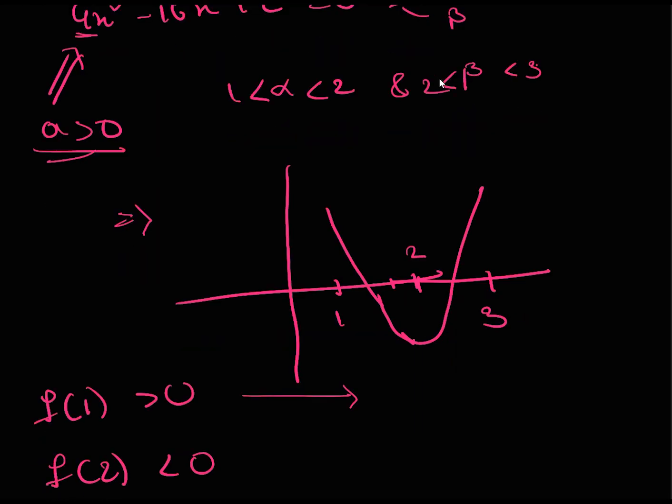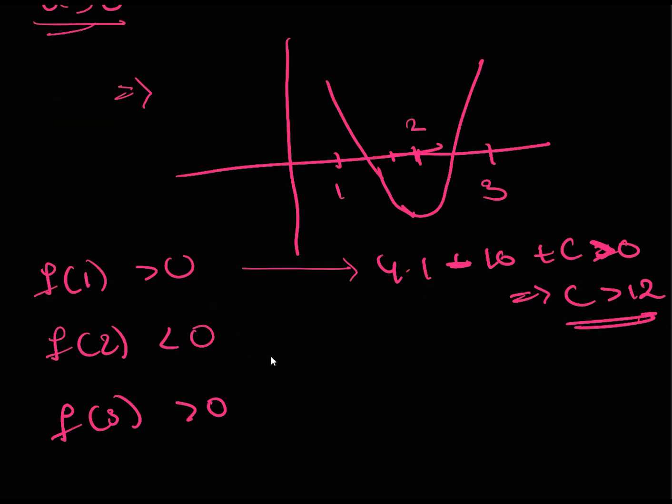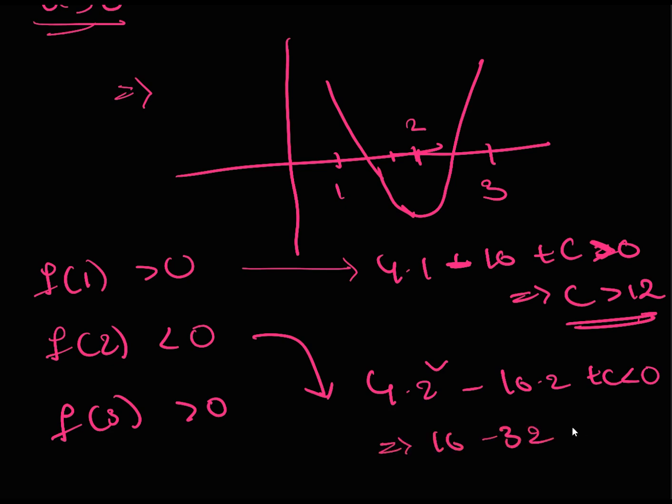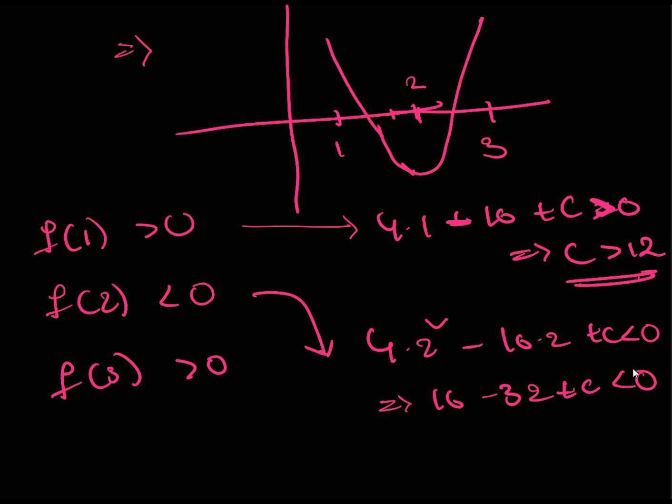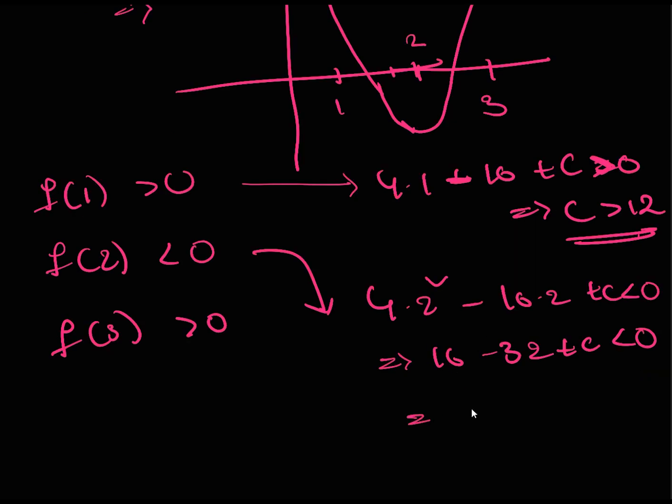4 into 1 minus 16 plus c is greater than 0. That means c should be greater than 12. From equation 2, we will get 4 times 2 square minus 16 into 2 plus c should be less than 0. That means 16 minus 32 plus c less than 0. That means c should be less than 16.